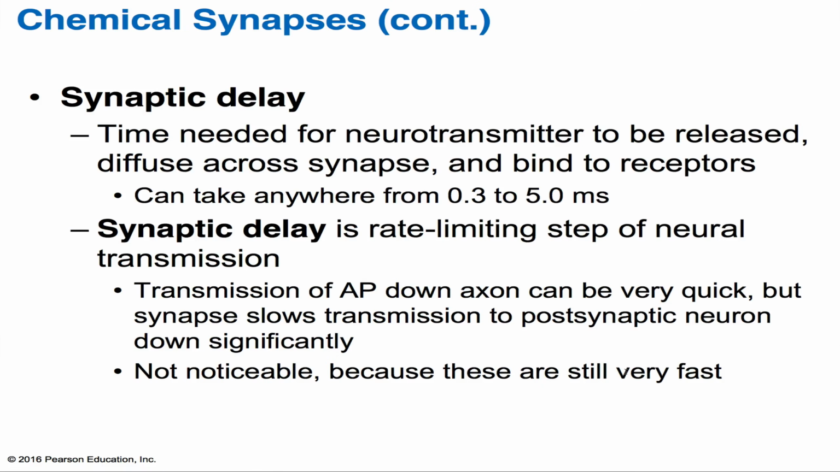So now you can better understand how fast the action potential occurs down the axon, but when we get to the synapse, it slows the transmission to the postsynaptic neuron significantly. At the same time, it's not very noticeable because it's still happening very fast. When you look at the action potential that's traveling down the axon at 150 meters a second, 0.3 to 5 milliseconds is a very small period of time. So the entire process is still occurring very fast.